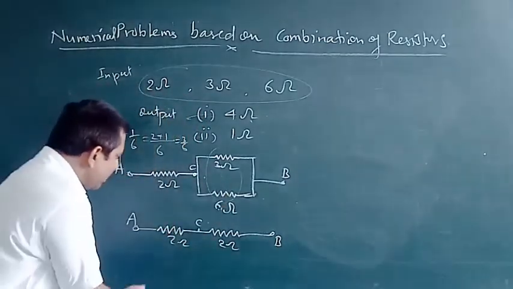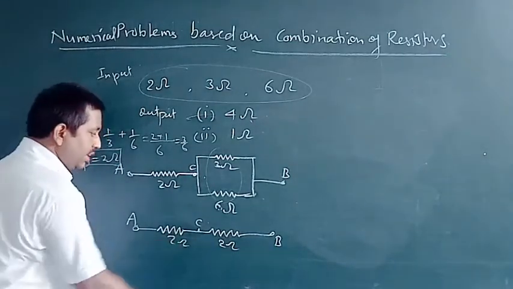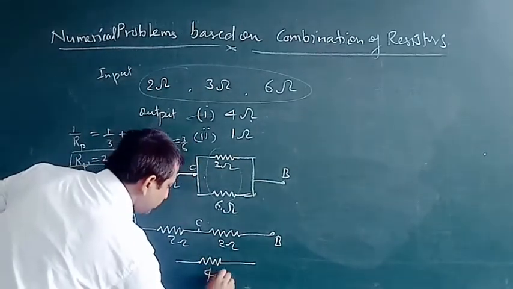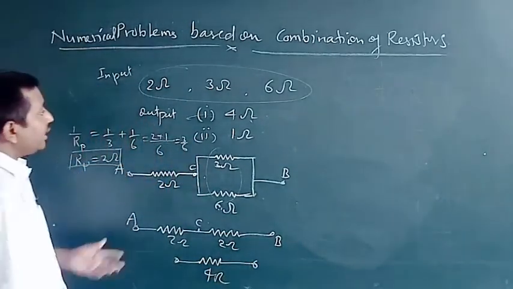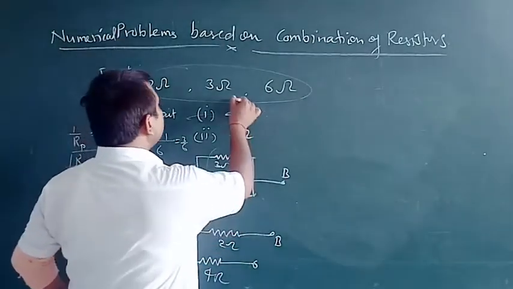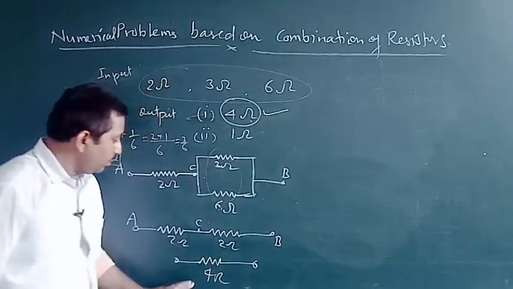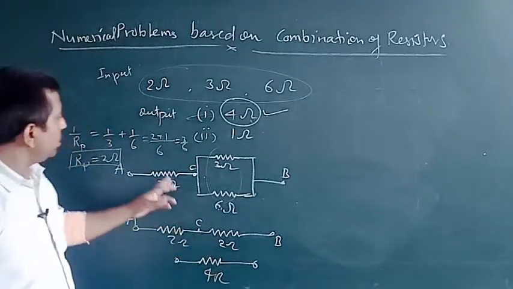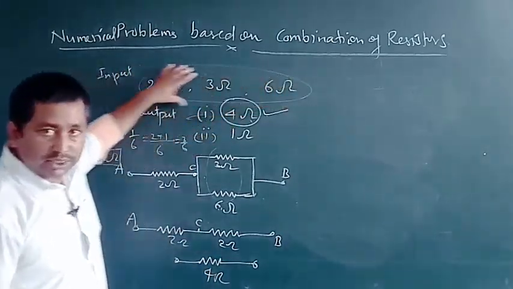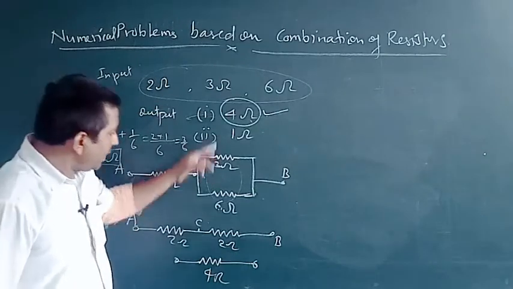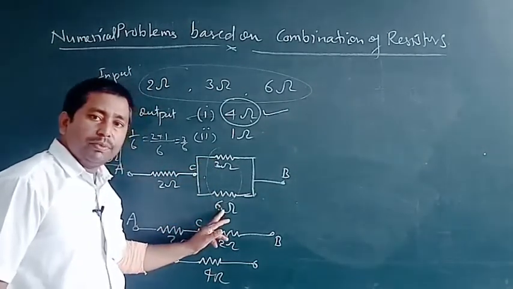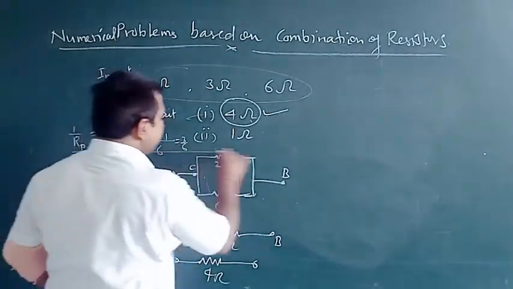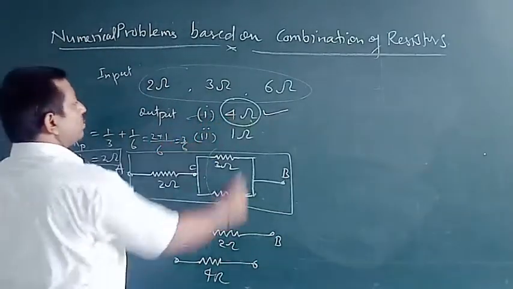So what will be the equivalent resistance? From here we get exactly 4. So the value of this combination becomes 4 ohm, and the resultant becomes 4 ohm. So the combination of these three resistors is the parallel combination of 3 ohm and 6 ohm, then series combination of 2 ohm. So this is the net circuit by which we can easily obtain the 4 ohm resistor.